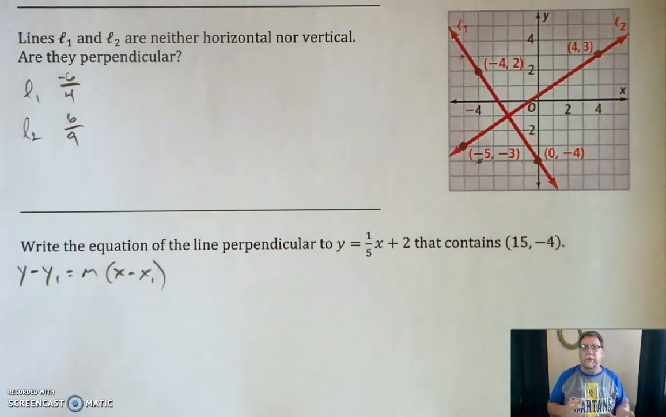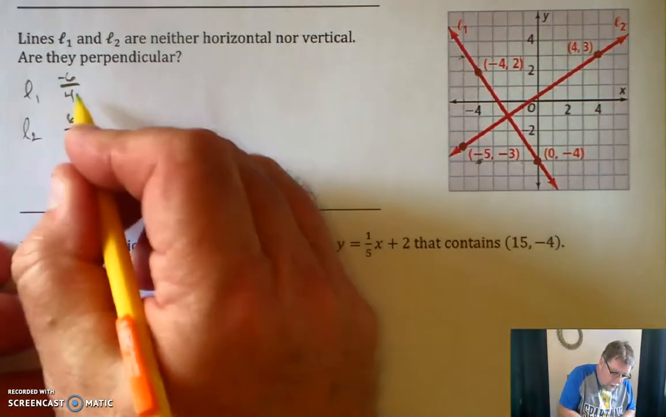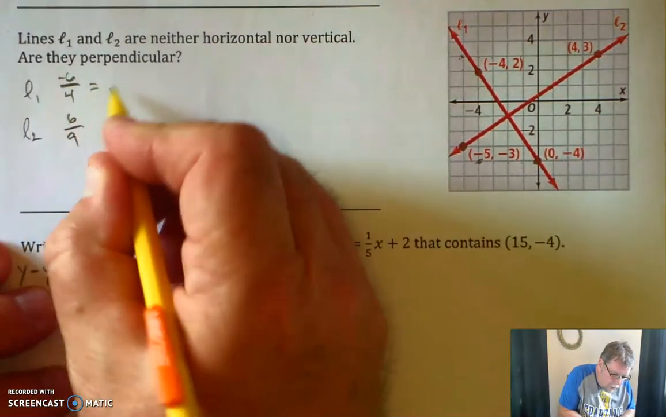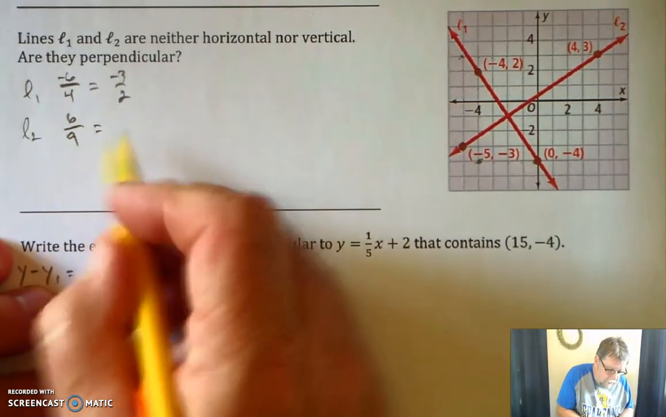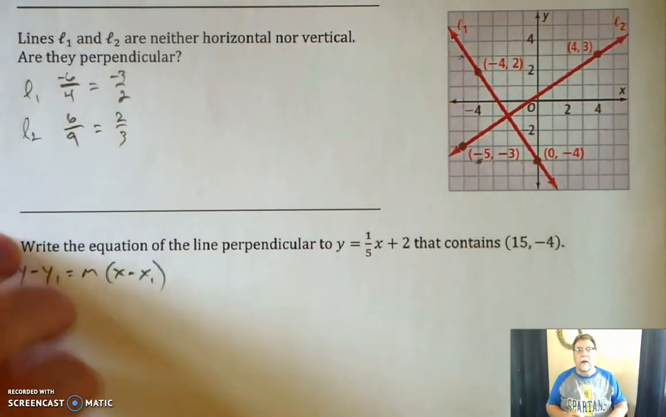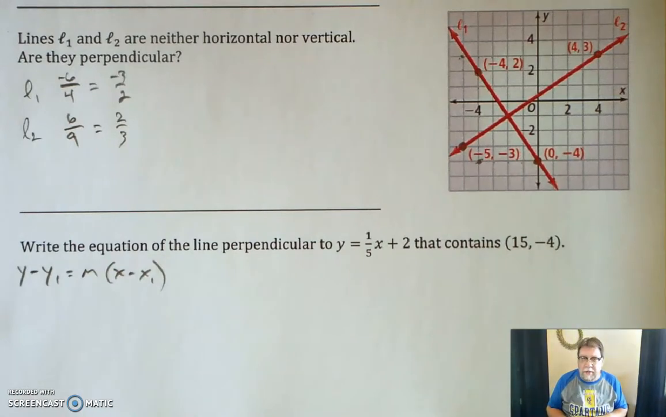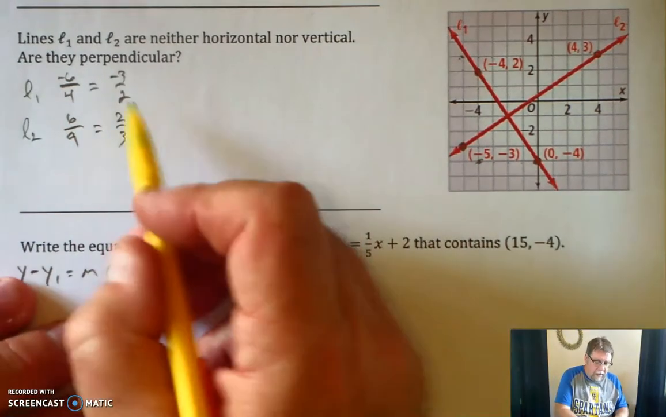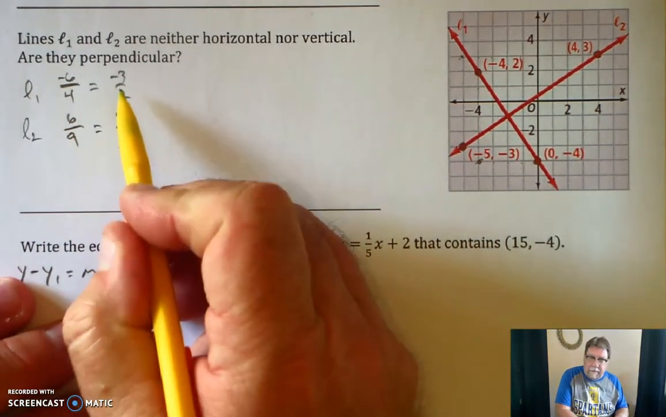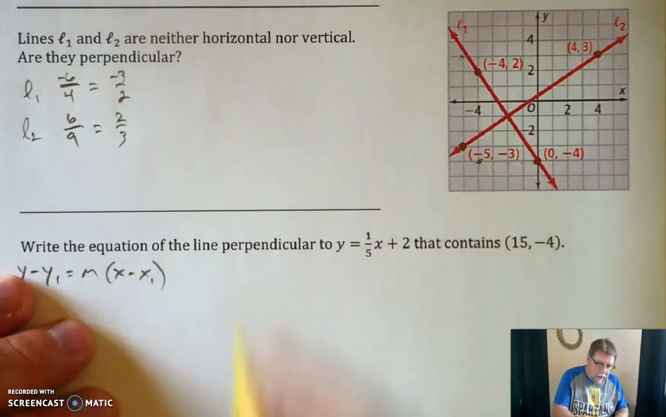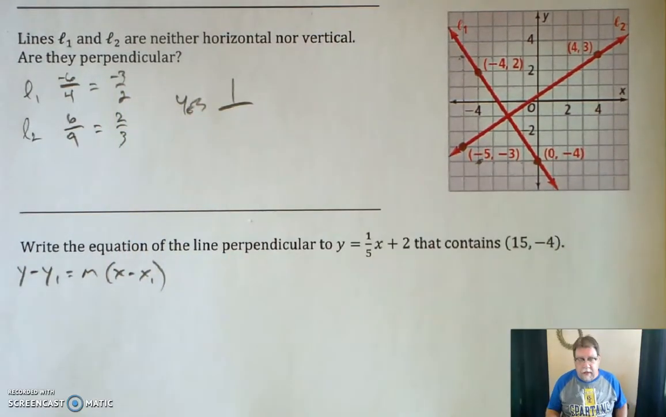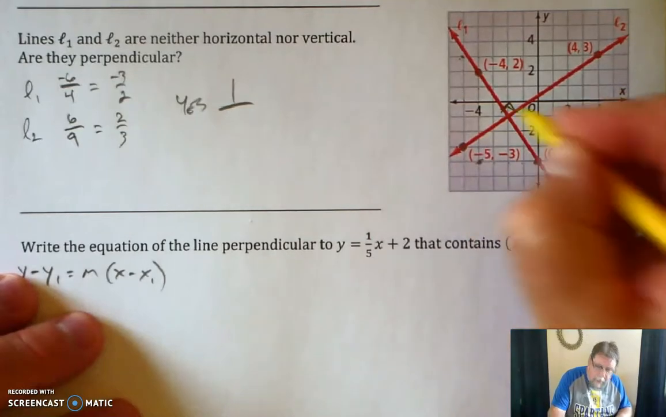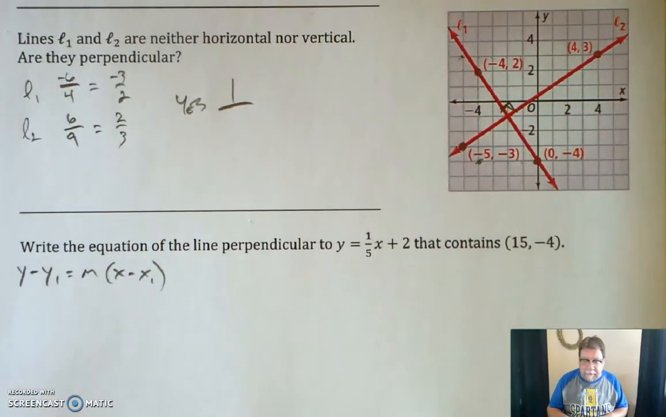So now let's reduce these. So this would reduce to -3/2. This would reduce to 2/3. And those numbers are indeed opposite reciprocals. If I take the opposite of negative, I get positive. If I flip the 3/2, I get 2/3. So yes, these are indeed perpendicular lines. This would be a 90-degree angle right there if we needed to know that.